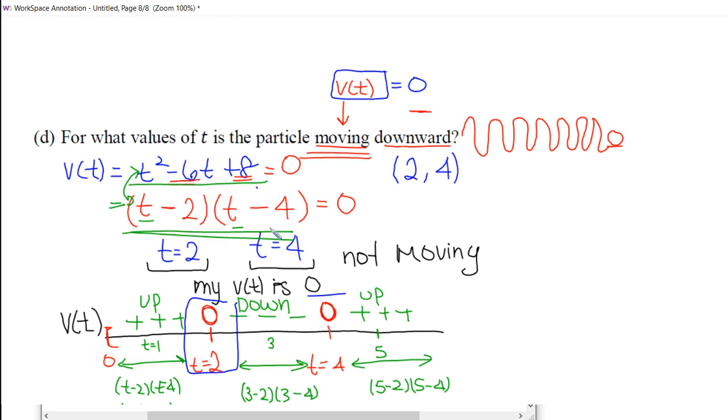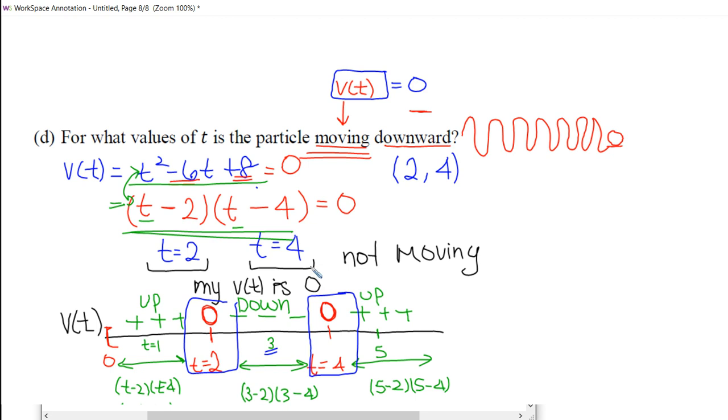I'm moving everywhere else. From 0 to 2, I picked a point in between, plugged it in, and it gave me a positive number, which means I'm moving in the positive direction, and in this case I'm moving up. From 2 to 4, I plugged in 3 seconds, and it gave me a negative velocity, which means I'm moving down. And from 4 to infinity, I picked another point, which is 5, and it gave me a positive number, which means I am moving up again.